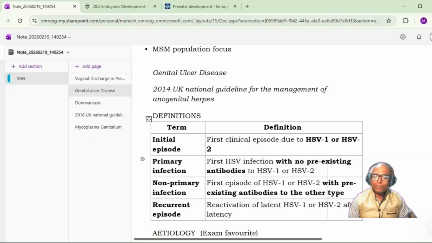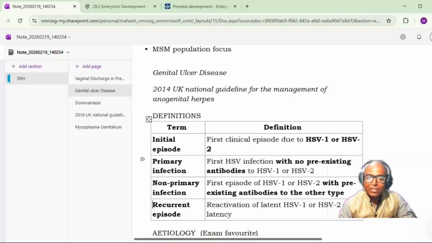What is primary infection? Primary infection is the first HSV infection with no pre-existing antibodies to HSV1 or HSV2. When we are talking about immunological testing, if this happens in a patient without previous antibody to HSV1 or HSV2, we call it a primary infection. While the initial episode is the clinical episode, where we are not discussing immunological testing.